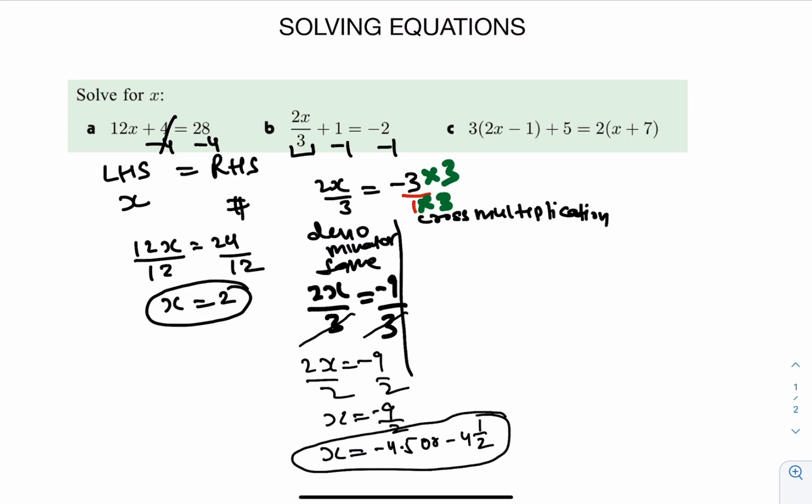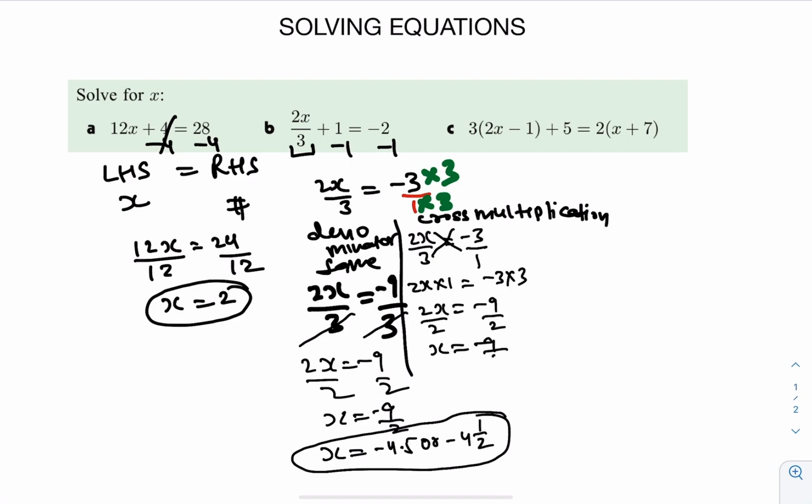By cross multiplication, after doing the first step, we rewrite negative 3 as negative 3 divided by 1, and then you cross multiply, which means 2x multiplied by 1 and negative 3 multiplied by 3. So 2x is equal to negative 9. Divided by 2, x is equal to negative 9 by 2, which is again negative 4.5 or negative 4 and a half.